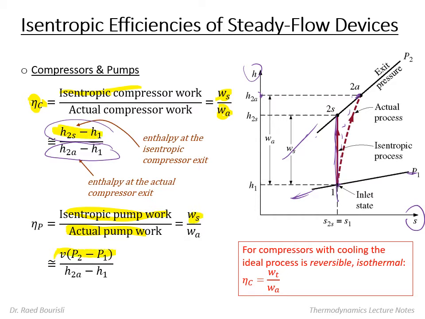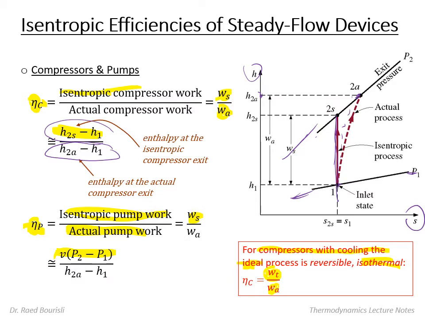I'll just use v delta P because it's an incompressible substance. For compressible, I'm comparing the actual performance of an actual compressor or an actual pump to the isentropic pump or compressor. However, if I have a compressor with multi-stage compression with intercooling, for example, then the ideal process is not the isentropic process, but it's a reversible isothermal process. So I'll get this somehow, some way, and compare it to the actual work.